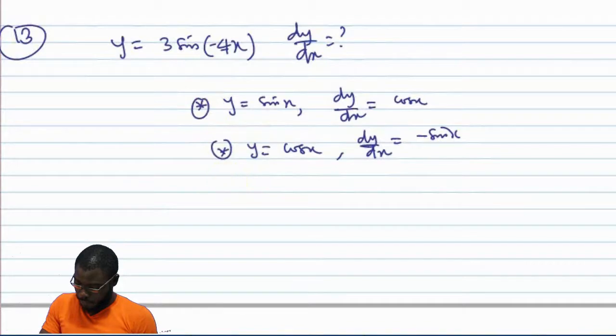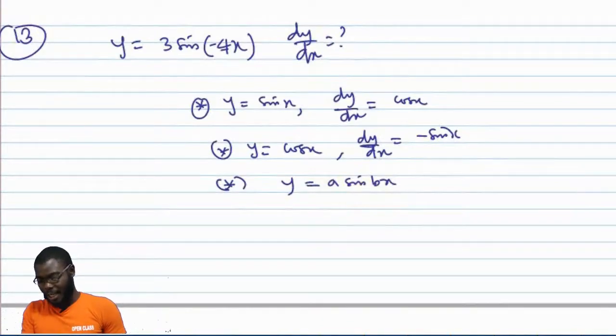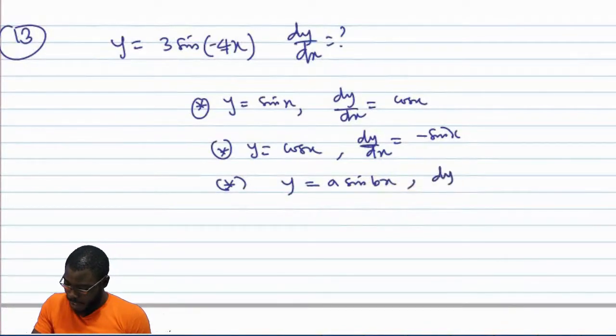Then note this: if you have y equals a sine bx, where a is the coefficient of the sine and b is the coefficient of the variable, in this form, then your dy/dx, put simply, equals a times b. You multiply this coefficient by this coefficient, then you have cos bx.